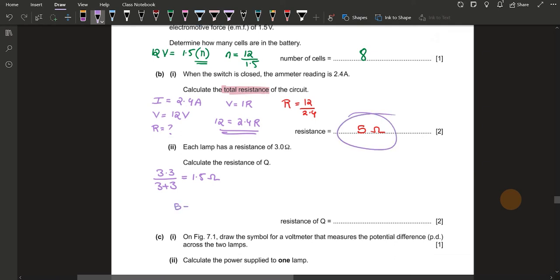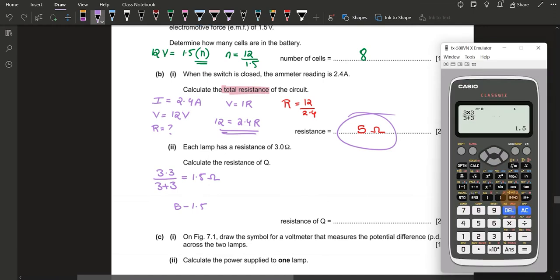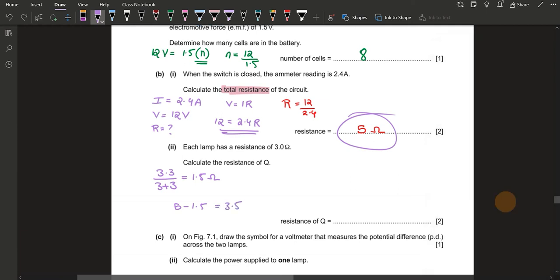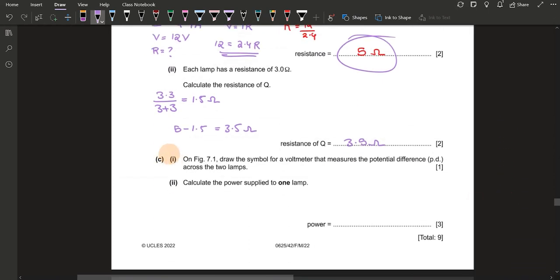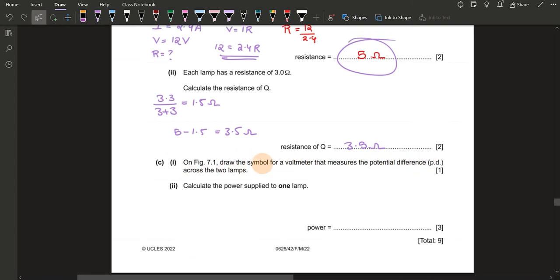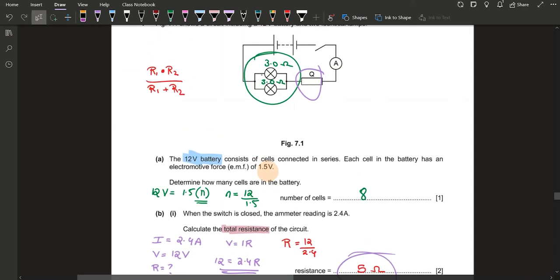And then you know that the total resistance is this. So 5 minus 1.5 is going to give us 3.5. So we have 3.5 ohms of resistance for Q here. Part C, I says, on figure 7.1, draw the symbol for a voltmeter that measures the potential difference across two lamps. To measure voltage difference, the voltmeter should be connected in between the two lamps.